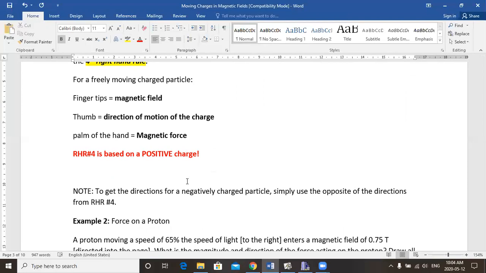So for example, if we have a proton moving into the page, your thumb should be pointing down into the table. If the field is going north, then the proton experiences a force to the right. Now, if it's an electron, negative charge, moving into the page with a field going north, you would put your thumb into the page, you'd put your fingers pointing north. Now your palm is pointing to the right, but because it's a negative charge, you do the opposite of right, which is left, and therefore an electron would experience a force to the left.